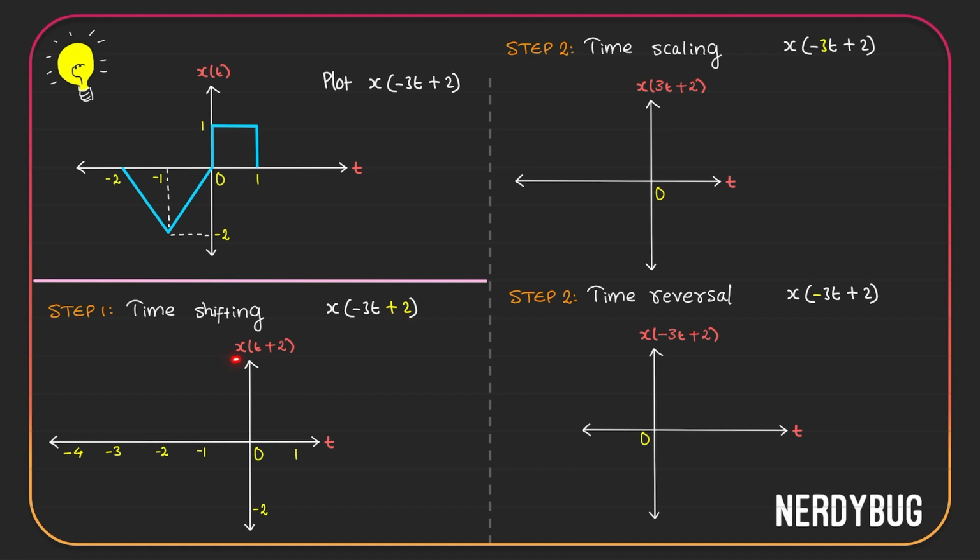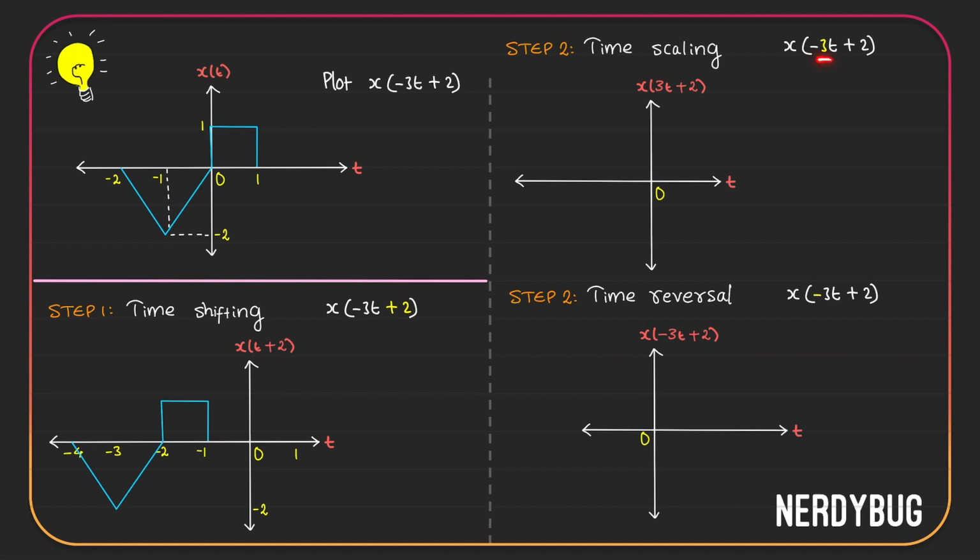So first I am going to consider the +2, which corresponds to the time shifting. So I will plot x of t plus 2 first, ignoring the -3. So I'll take the same signal, keep it over here, and then shift it 2 units towards the left. 1, 2. So this is our x of t plus 2.